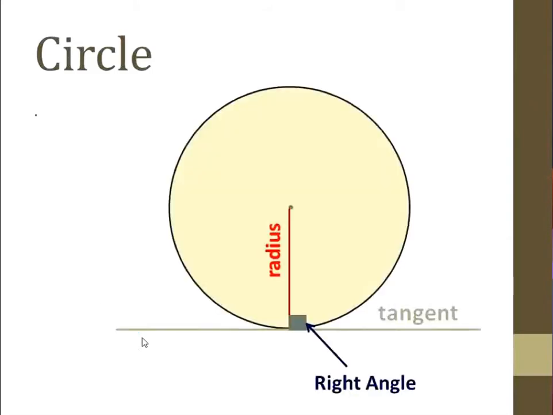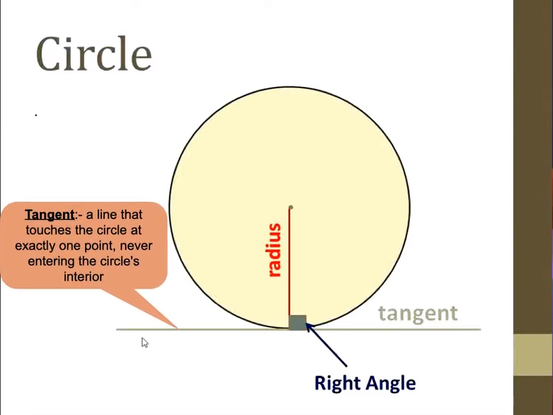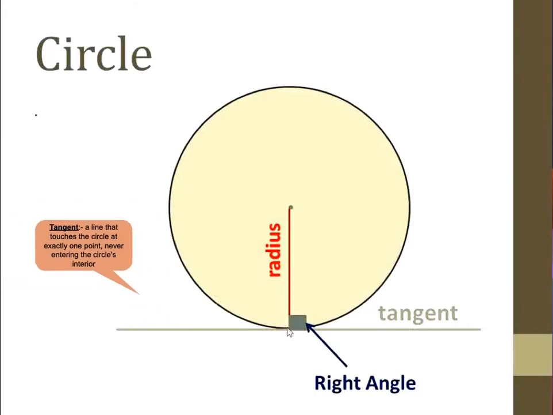Moving on, we have a line that is called a tangent. A tangent does not cut the circle, but it just touches the circumference of the circle. So we're seeing a line there that is being drawn to just touch the bottom part of our circle, and we call that our tangent.